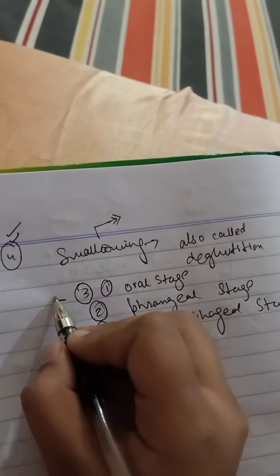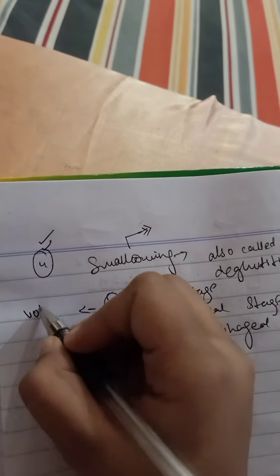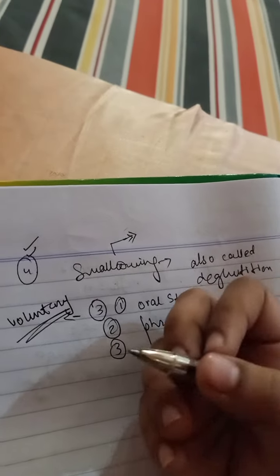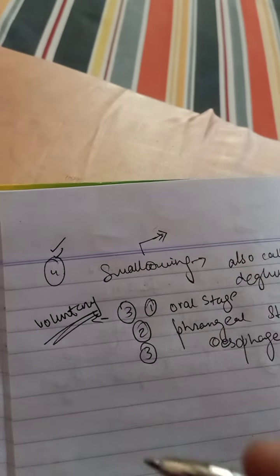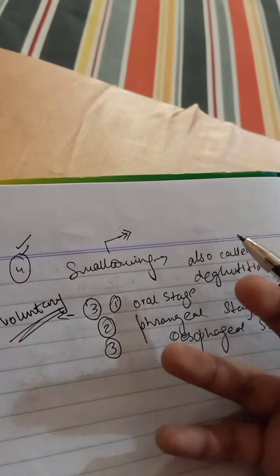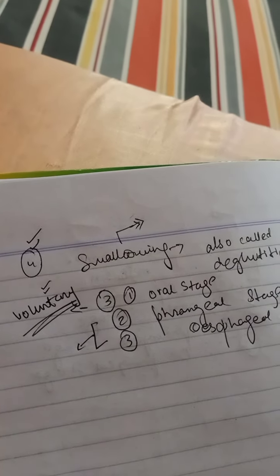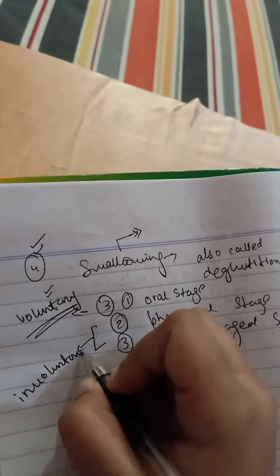First of all, let me tell you that the oral stage is voluntary, meaning that it is on our will. We have to take in the food, or if we don't like the food, we can easily spit it out. So that is voluntary, on our will. The other two stages are involuntary, and they are not in our will.